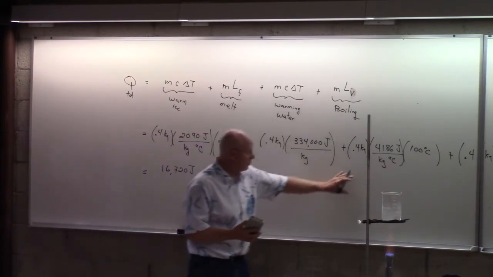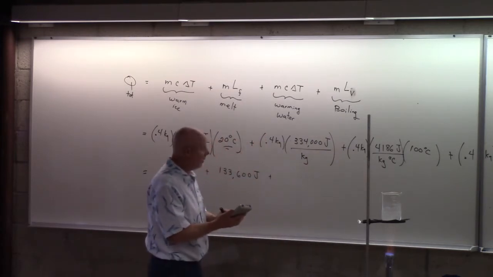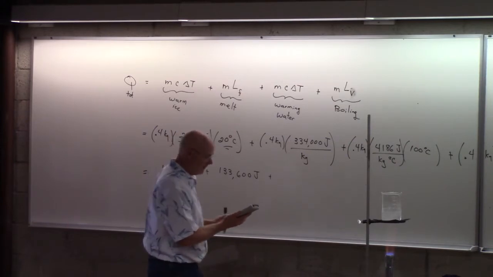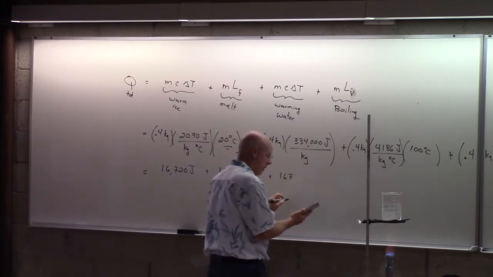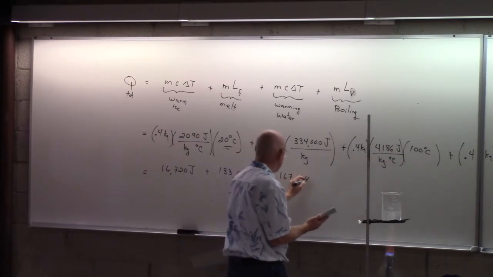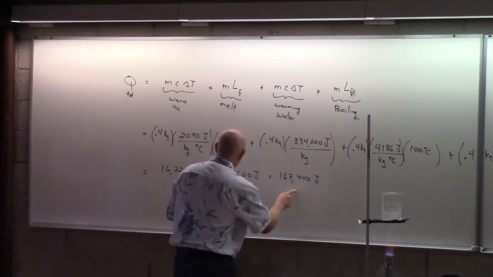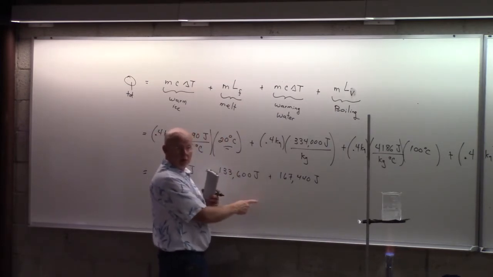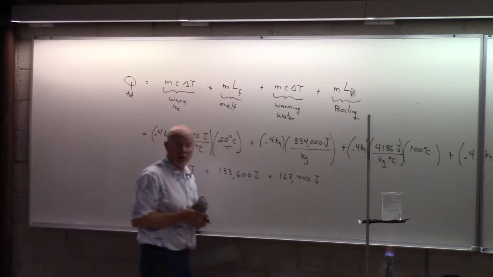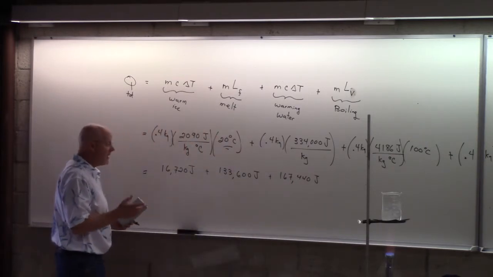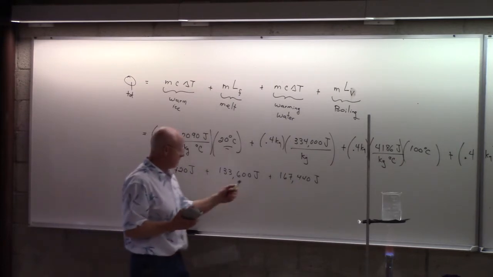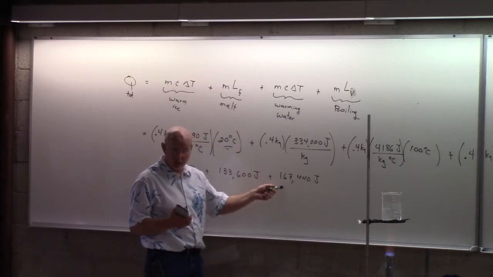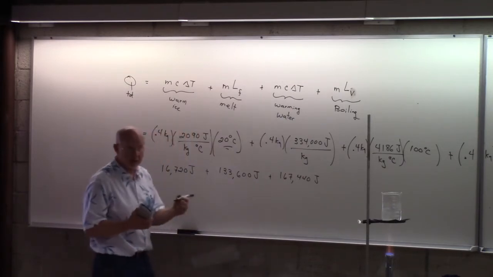Now, to warm it up to a boil, 0.4 times 4,186 times 100. This is 167,440 joules. So bringing it up to a boil is a little bit more than melting it, but it's not too much more. It's only about 25% more. And so the general idea here is that it's amazing that the amount of energy it takes to bring water to a boil is about the same as the amount of energy it takes to melt the ice.